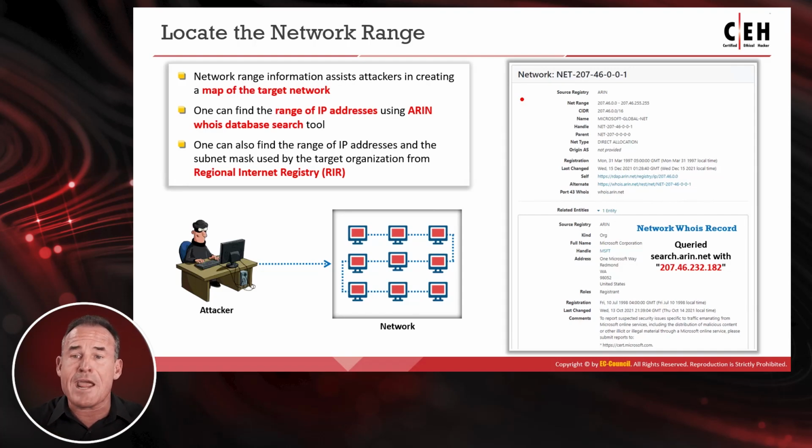So locating the network range can be performed with a whois. It can also be deduced, again, from responding hosts and IP addresses, the web server, gateways, trace routes, and that sort of thing.